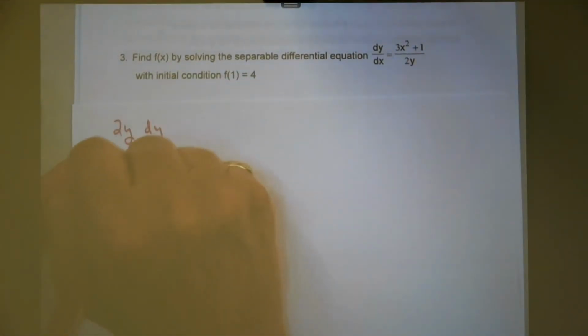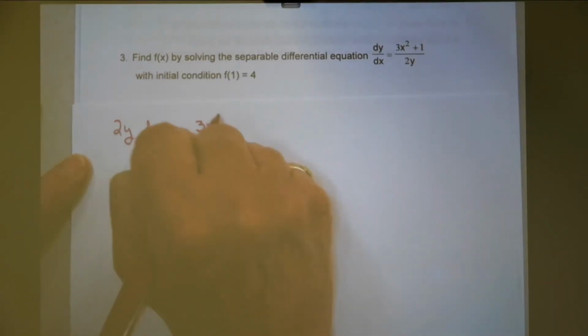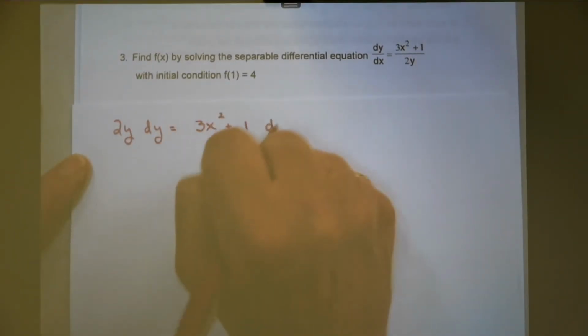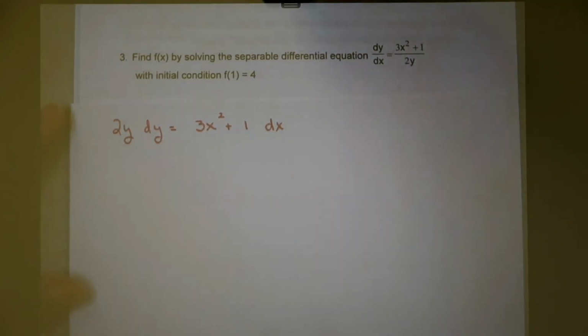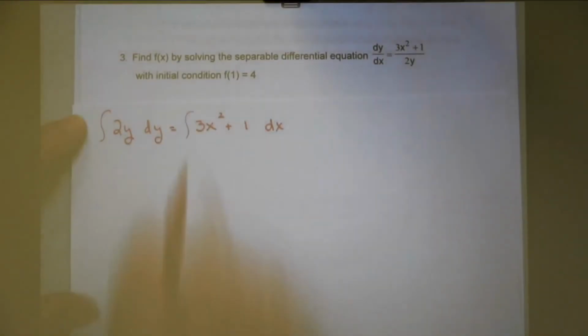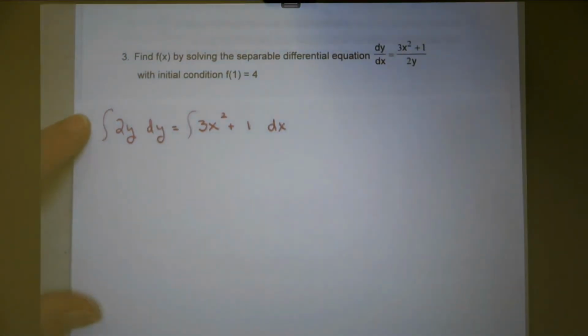Okay, we're going to multiply both sides by 2y, and we're going to multiply both sides by dx. That'll separate our variables. So I've got 2y dy is (3x squared plus 1) dx. See if you agree. We're going to integrate. The constant of integration only goes on the x side of the equation, not on the y side.